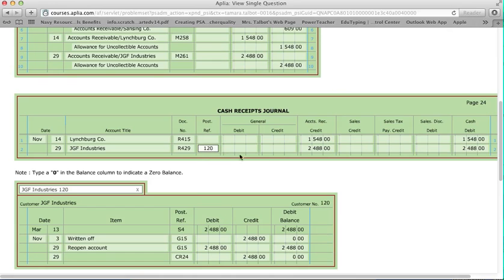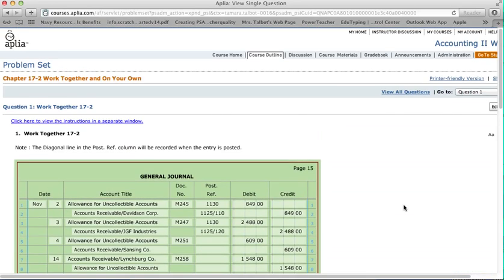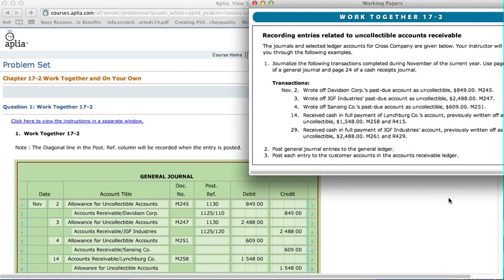So that's just a really quick way of showing you how to journalize your entries related to uncollectible accounts receivable. When you think they aren't going to pay, you write them off, and then when they actually pay, you have to reopen the account. I hope it helped. Thanks.